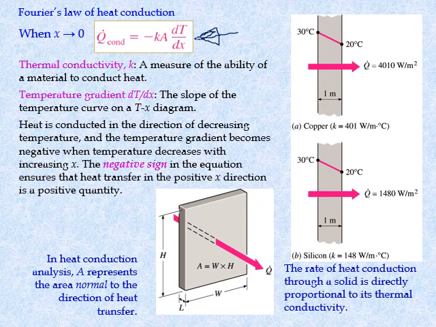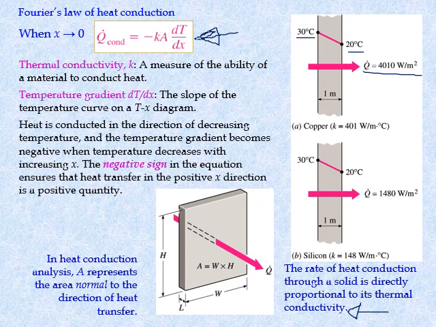Okay, the rate of heat conduction through a solid is directly proportional to its thermal conductivity, which is the Fourier law of thermal conductivity. As you can see here, this side has 30 degrees Celsius and this side has 20 degrees Celsius, and Q here is 4010 watt per meter squared, which is the heat conduction.